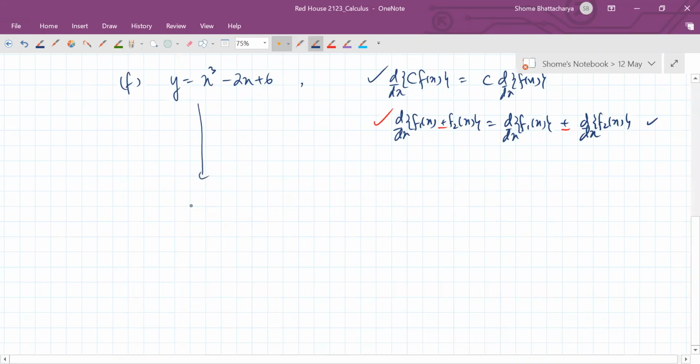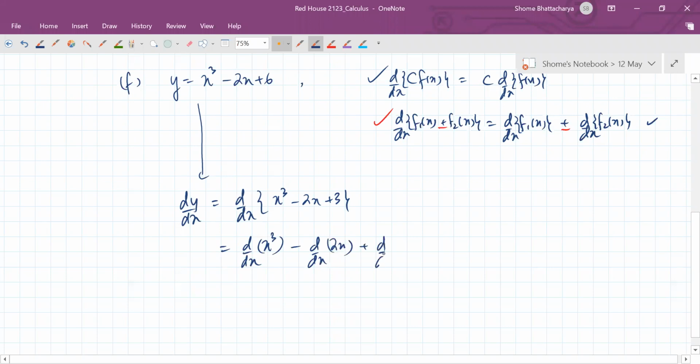Okay, so let's just apply that over here. So in the first step, we can just replace y with this whole term. Okay. Then we can take the operator inside. So it becomes differentiation of the term x cube minus differentiation of the term 2x plus differentiation of the term 6. So you can see that differentiation of x cube will become 3x square. In the question, it is plus 6. You have written plus 3. Oh, sorry.